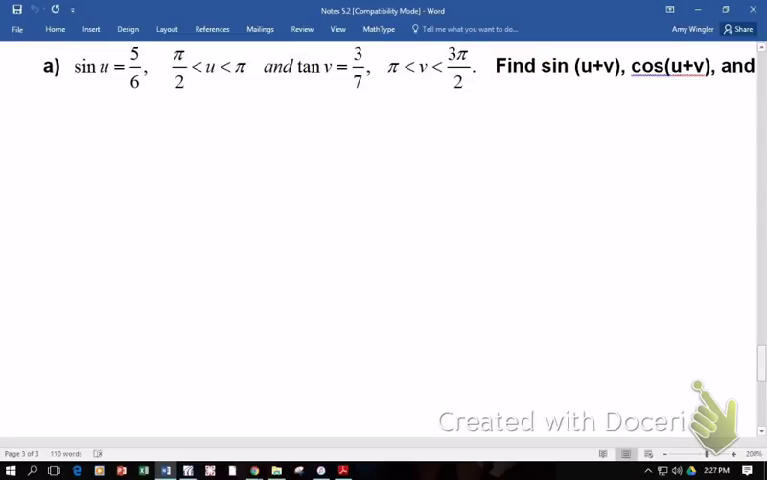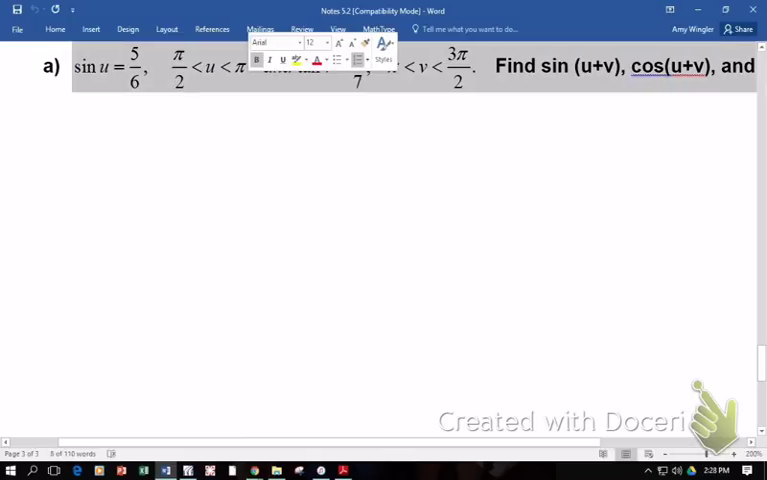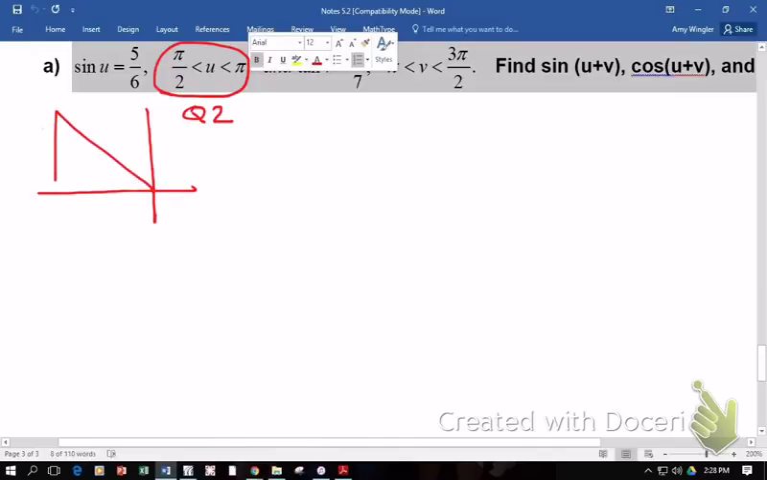For this last example, I have to find the sine of U plus V, cosine of U plus V, and tangent of U plus V. So before I do all of that, I'm going to have to draw a triangle. My U triangle is going to be drawn in quadrant 2 again. So let's go ahead and draw that triangle. Remember to label this triangle the U triangle. Sine is opposite over hypotenuse. When you do the Pythagorean theorem, this will be negative radical 11. Don't forget to include the negative with your triangle.